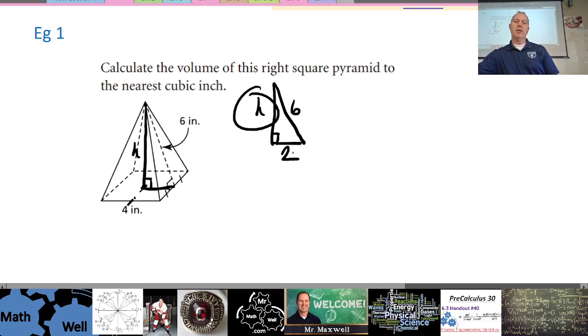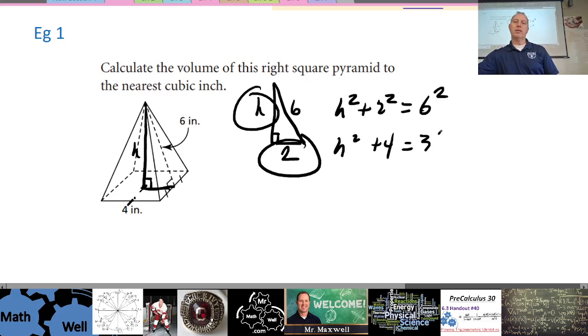So remember, you add the squares of the legs of the right triangle. So it's going to be h squared plus 2 squared equals the square of the hypotenuse. So h squared plus 4 equals 36. And again, you worked with solving equations in grade 9, so hopefully you're decent at this. I want to get h all by itself, so I've got to get rid of this 4 by doing the opposite operation. So I'm going to subtract 4 from both sides.